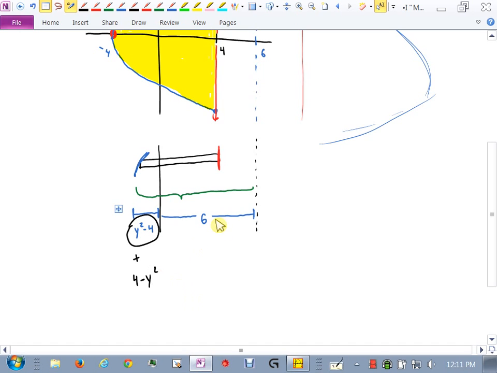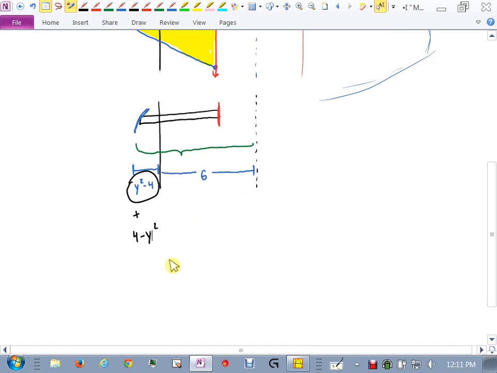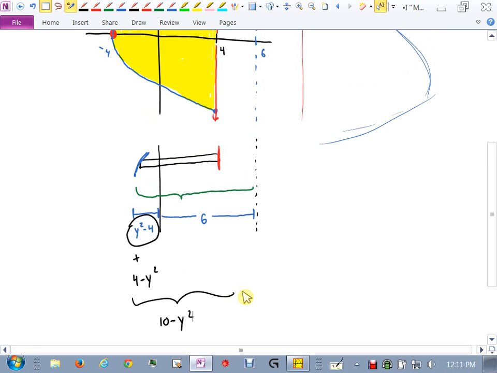Now, put that together with this, and what do you get? The 6 is going to be 6, right? So add those together, and what do you get? 10 minus y squared? Now check it. If y is 0, how long is the rectangle? 10. Or the distance to the outer would be 10. That's a subtlety that you have to be extremely careful with.